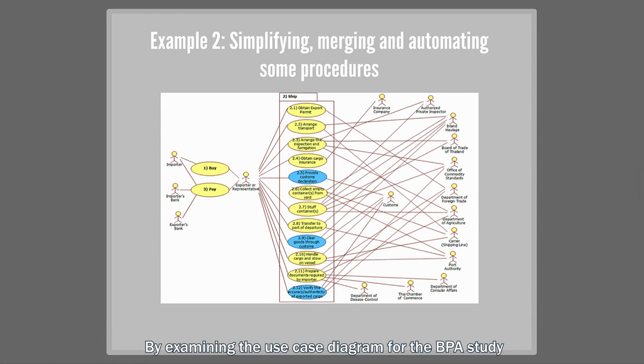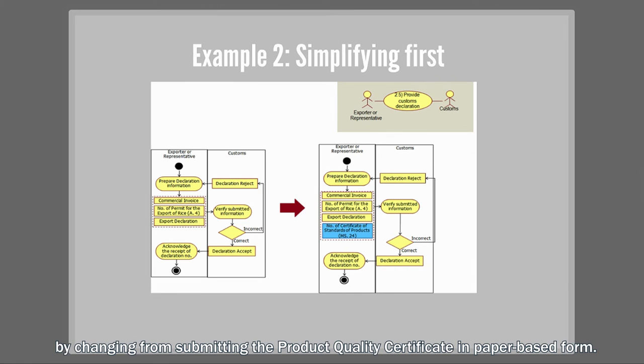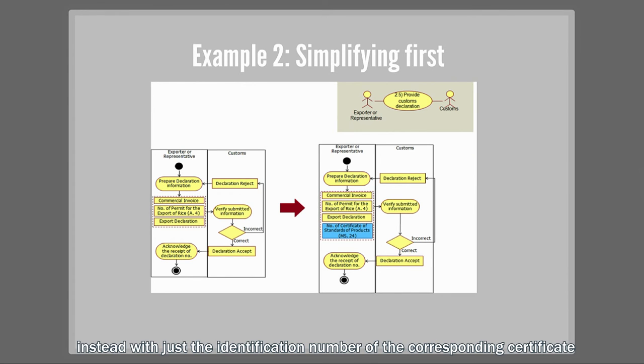By examining the use case diagram for the BPA study of rice exportation, we propose that three separate business processes, or three use cases, as highlighted in this figure, can be merged into just one business process. Provide customs declaration, clear goods through customs, and verify accuracy and authenticity of exported cargo can be firstly simplified, merged, and then automated into one streamlined process. Firstly, the provide customs declaration process shall be simplified by changing from submitting the product quality certificate in paper-based form. The to-be process shall accept electronic information instead, with just the identification number of the corresponding certificate.